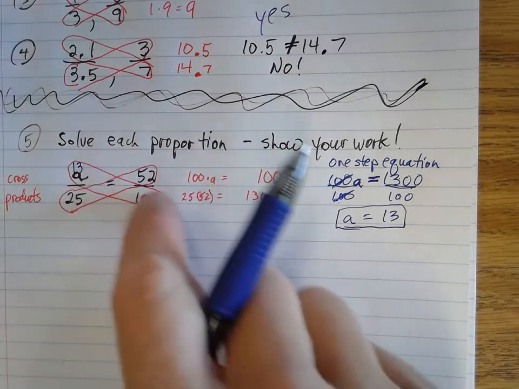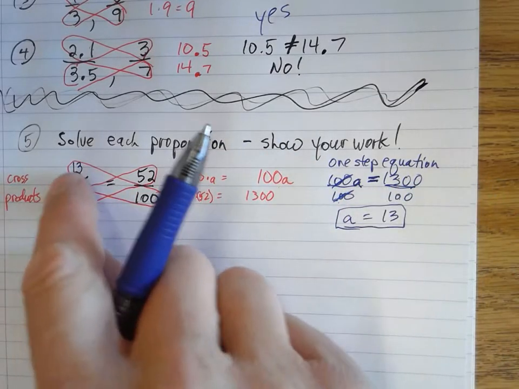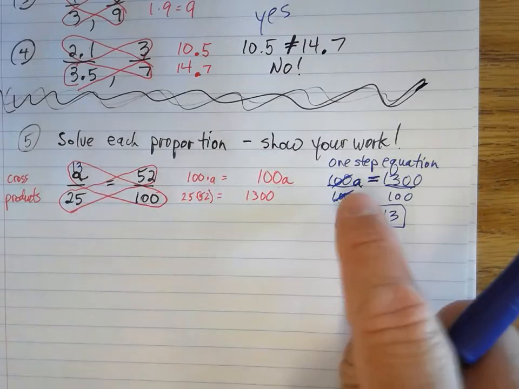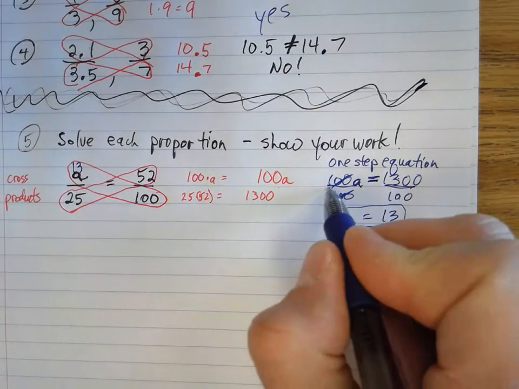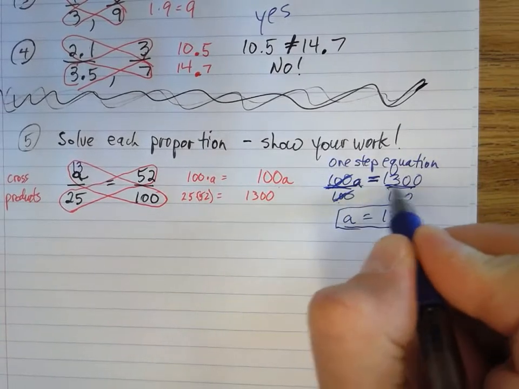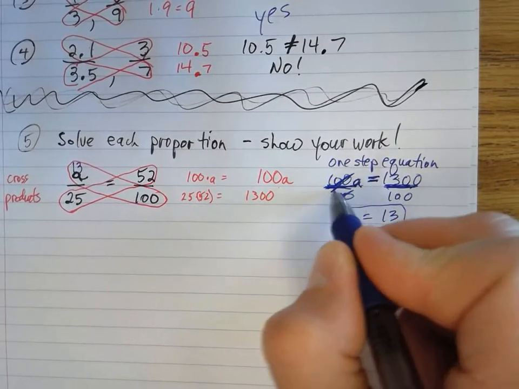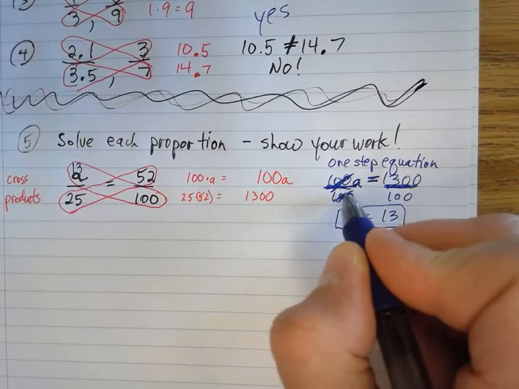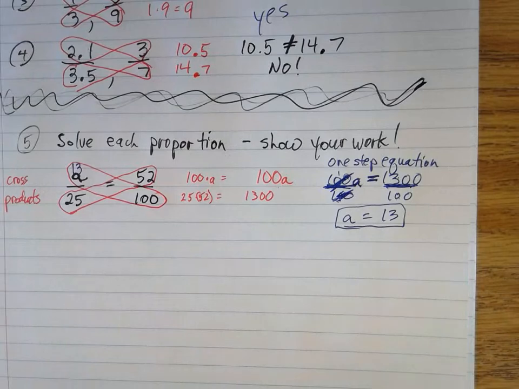So cross multiply, set up your little one-step equation. 100A equals 1,300. The inverse of multiplying is dividing. So just put your little line there, okay? Make it look like a fraction, because fractions are division problems. Divide by 100 over here. They cancel out because 100 divided by 100 is 1. So those cancel out. 1,300 divided by 100 is 13.